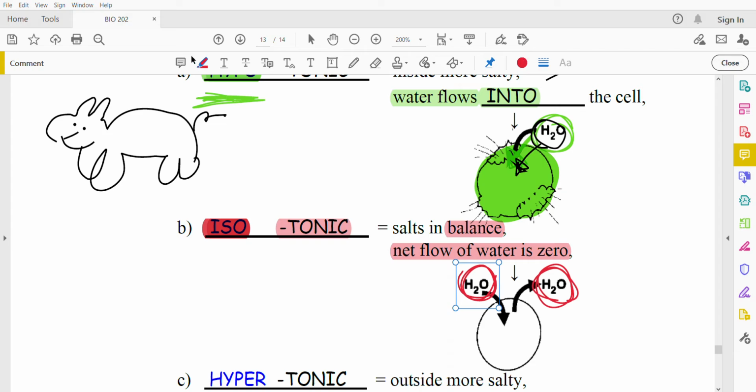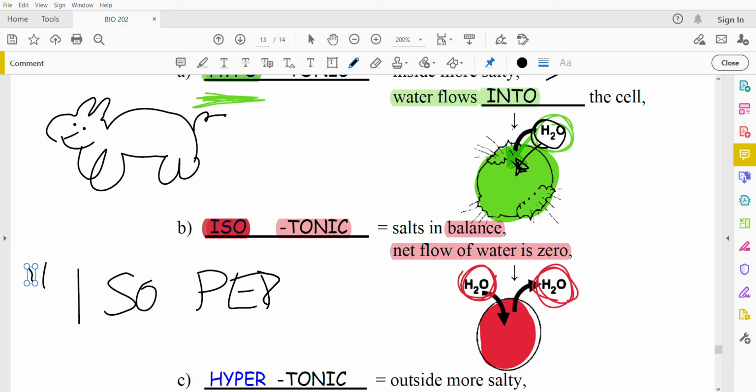So as a result of that, the cell size remains constant. Cell does not gain size and it does not lose size. I think I gave you the mnemonic: iso-perfect. And if you're perfect, you don't need to change, you remain the same.